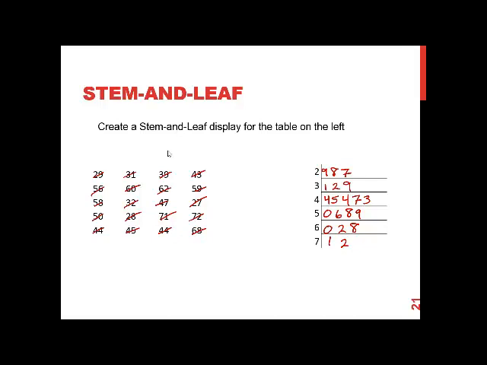And just to make sure I didn't miss any, I have 20 pieces of data there. 1, 2, 3, 4, 5, 6, 11, 15, 18, 20. So I've got them all, and this is our stem and leaf display.